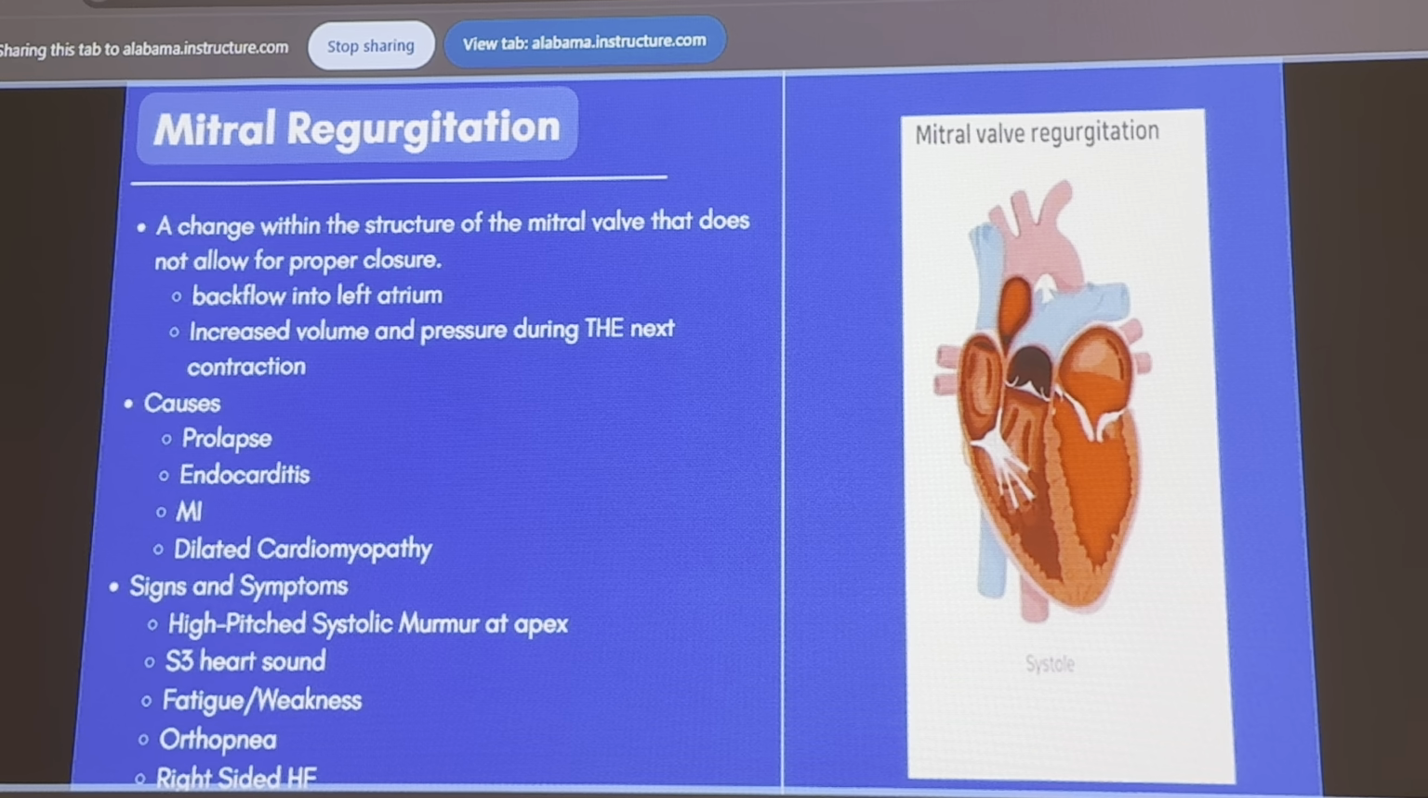Other causes: endocarditis. Maybe a dead section of the heart, so some type of MI, or some type of dilated cardiomyopathy.